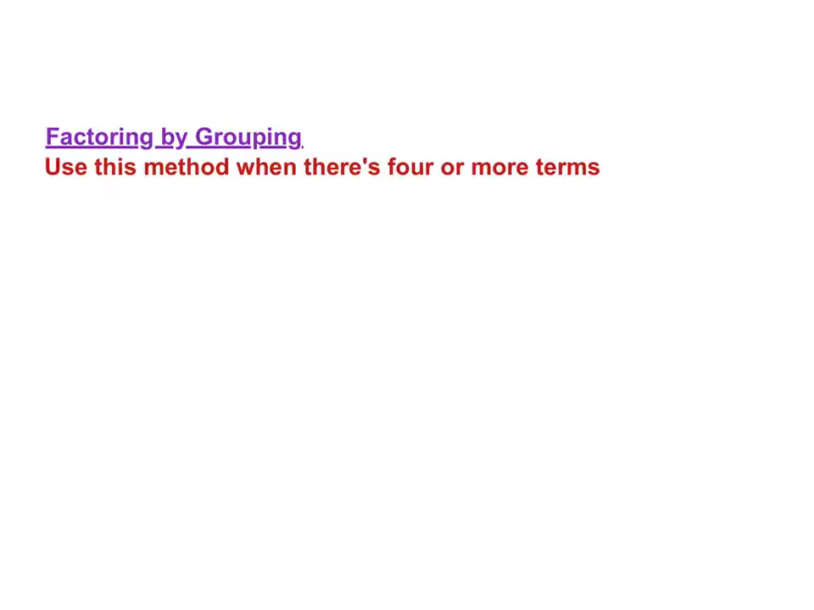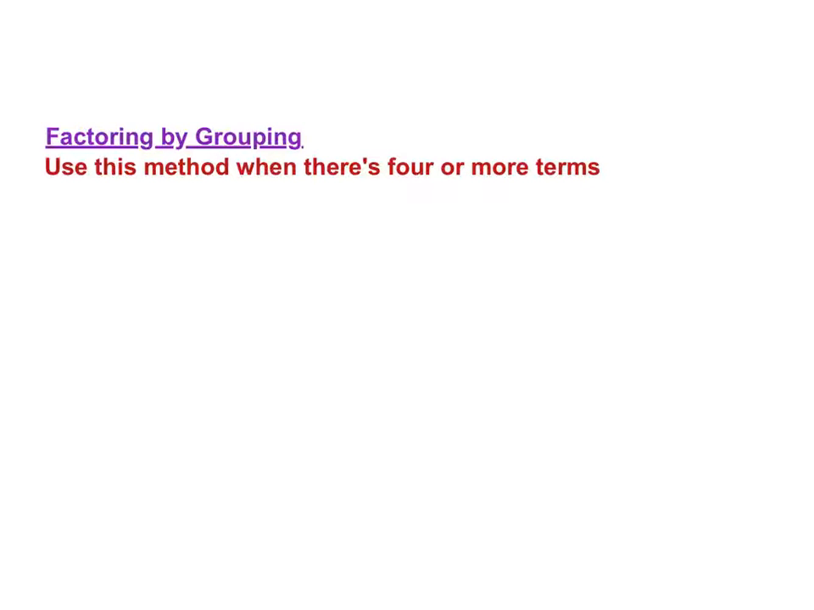So R5 objective 2 is factoring by grouping. I'm going to give you the steps that you're going to follow, when you use grouping, and how you use it. First off, you're going to use this method when there's 4 or more terms. If there's at most 3 terms, you can use other methods.